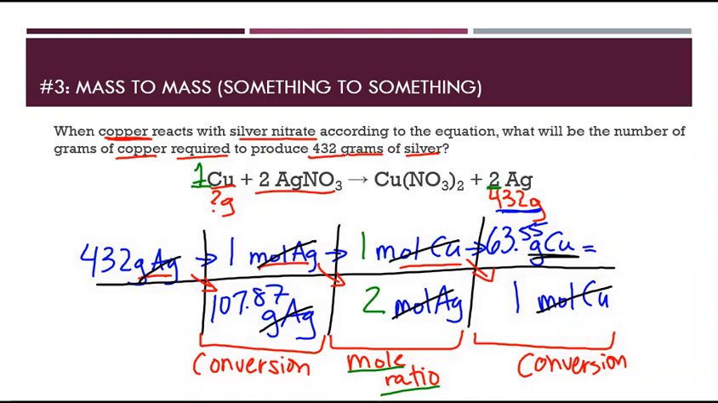Then it's just multiplying fractions. That's really all we're doing here. Multiplying fractions. What I do in my graphing calculator is I multiply the top, and then I hit enter, and then I just start dividing by everything on the bottom. I think that's easier, although you could use parentheses for multiplying the 107.87 times 2 on the bottom. So let's go ahead, calculate it. 432 times 63.55 divided by the 107 divided by the 2.